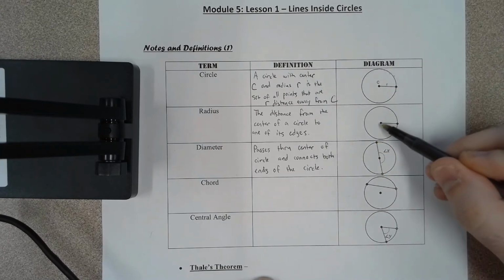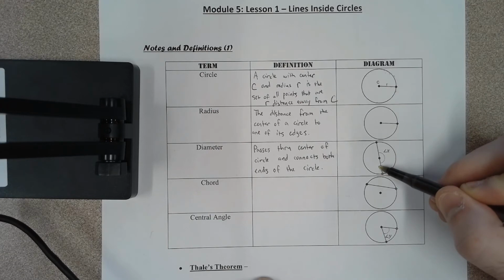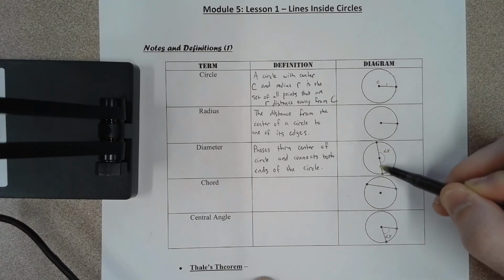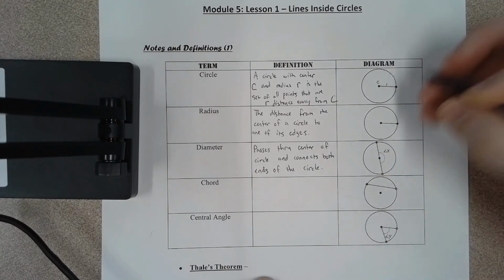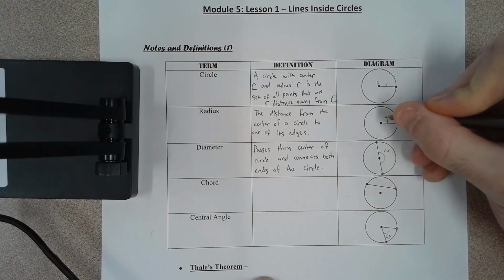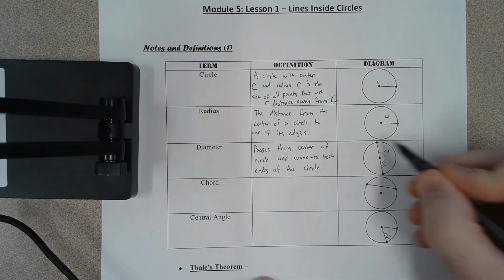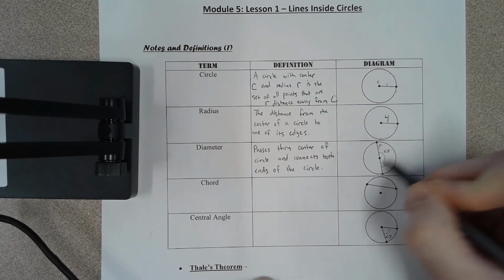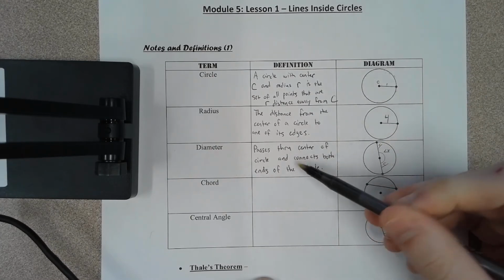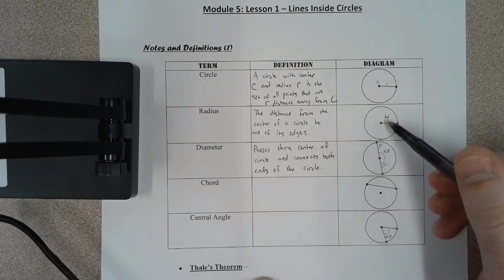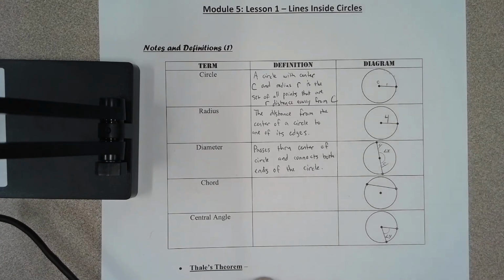So that means that your radius is going to be half of your diameter, or your diameter is going to be twice what your radius is. So, for example, if your radius is 4, your diameter is going to be 4 there and 4 there, so 4 plus 4 is going to be 8, meaning your diameter is twice what your radius is. If your radius was 3, your diameter would be 6. If your radius was 10, your diameter would be 20, so on and so forth.